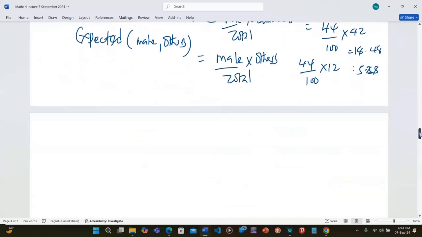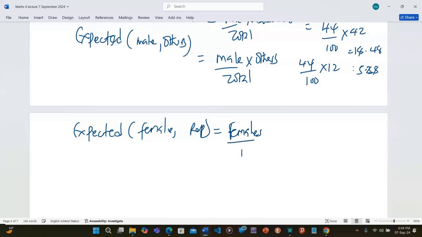So do the same for females. Expected value for females who are Republican will be females divided by the total, multiplied by the number of Republicans. So the total of females is obviously 56. The total is 100 for all individuals. The Republicans are 46. And the value that you get is 25.76.